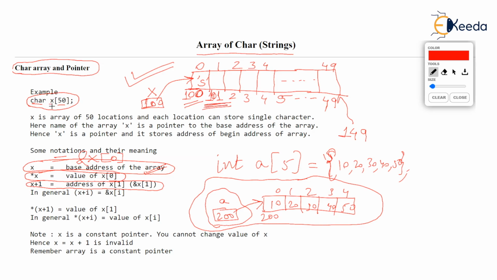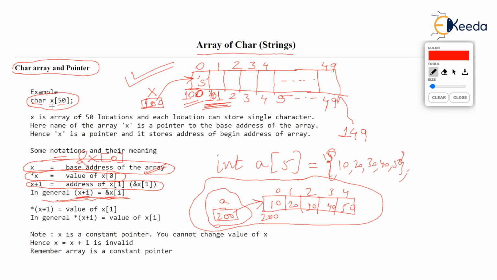So 101 is in fact one address ahead of the base address, isn't it? So what is x plus 1 going to give us? Address of x1. That's right, address of x1. So in general, what is x plus i going to be? Notice I have not written asterisk before x plus i. x plus i is going to be &xi, the address of xi.